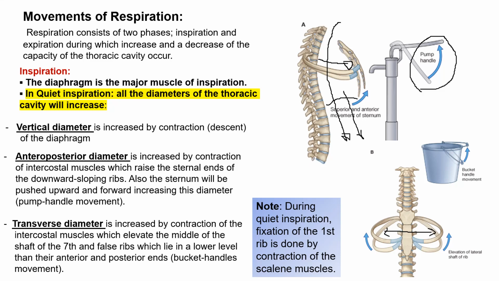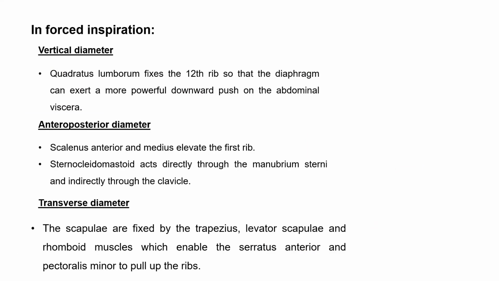So during quiet inspiration, the contraction of the diaphragm and the intercostal muscles will increase the three diameters of the thorax. Also, the contraction of the scalene muscle will fix the first rib. So these are the movements which occur during the inspiratory phase of respiration.